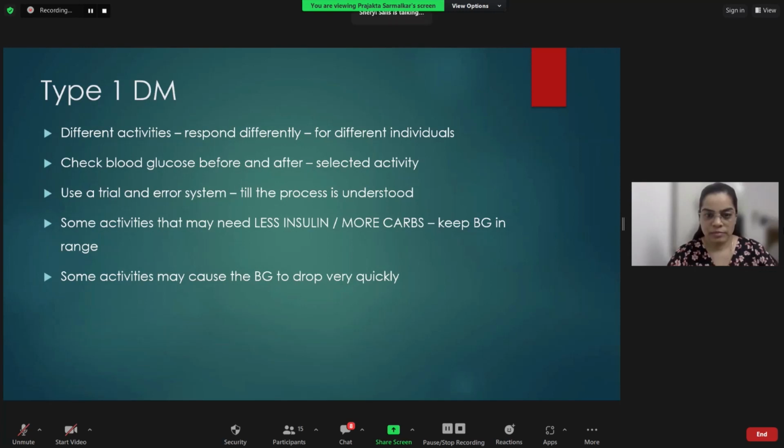So you do a trial, sorry to interrupt, but what? Prajakta, sorry to interrupt, but you can maybe switch off your video for better bandwidth. Oh, sure. I'll do that. One second.